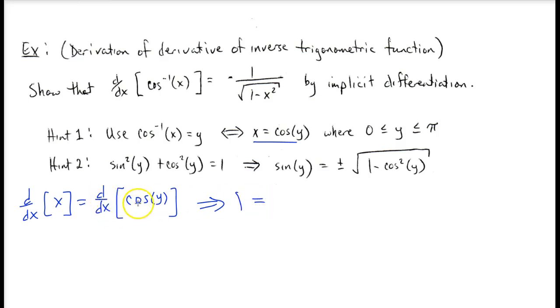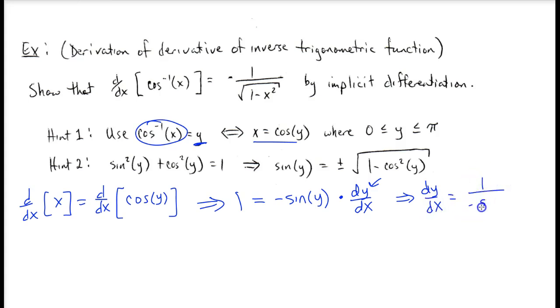The derivative of cosine of y with respect to x, we have to do the chain rule since the variables don't match. The derivative of cosine of y is negative sine of y. But then we have to do the chain rule, so we take the derivative of y with respect to x. Since we let y equal cosine inverse, this is what we're trying to solve for. So from there, the derivative of y with respect to x would just be 1 divided by minus sine of y.